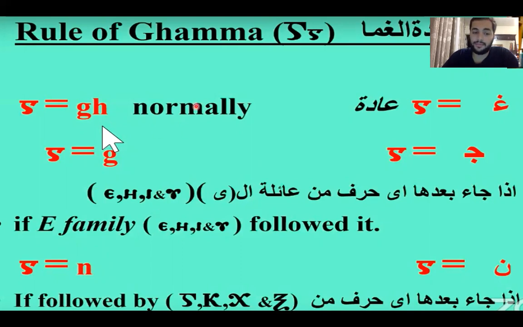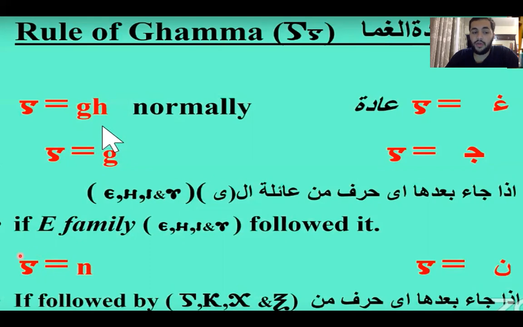Most of the time, it's going to be a GH. But there are two sets of 4 letters that can change it. First of all, when you look at the word that includes the letter Ghamma, look at the letter after it. If the letter after it is an E, Eta, Iota, or Epsilon, we call those E family letters because they all make E sounds. So if one of these 4 letters follows a Ghamma, the sound is no longer GH, but a G sound. That's the first case.